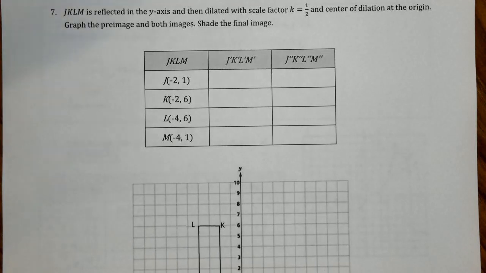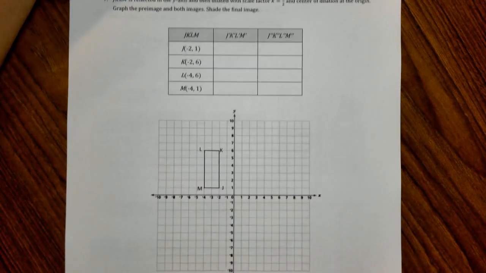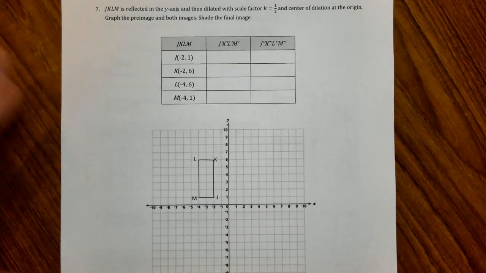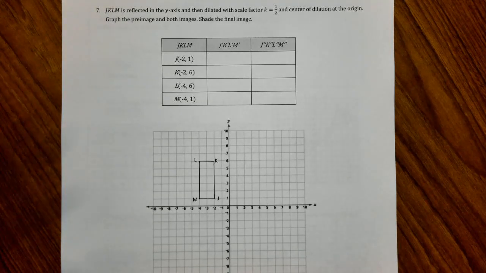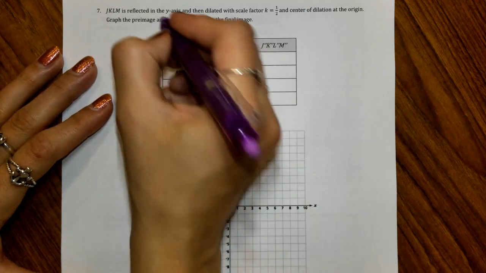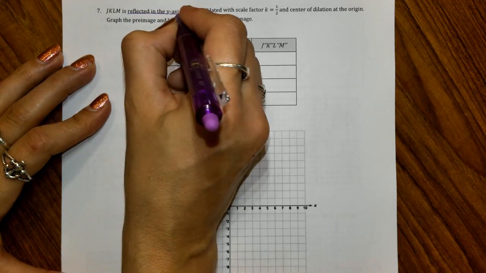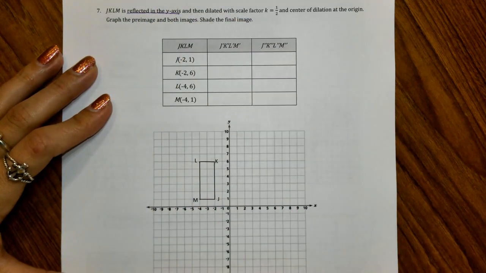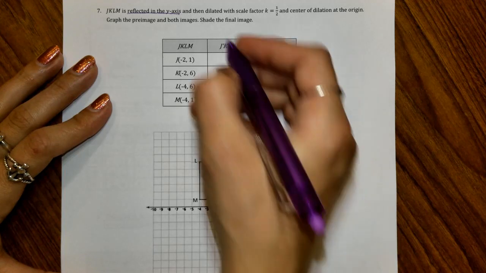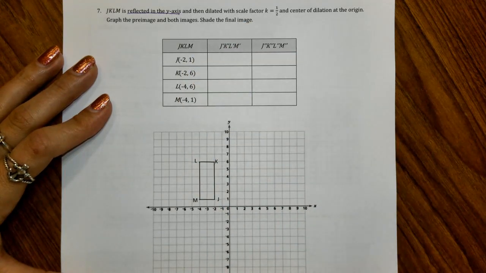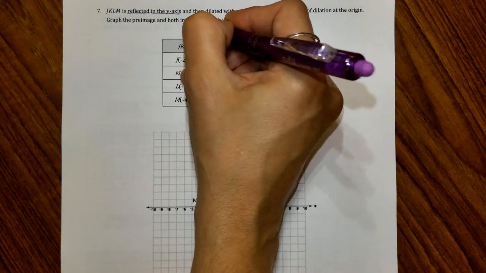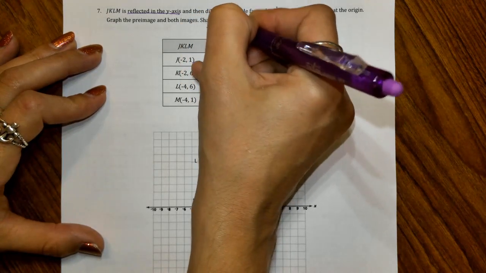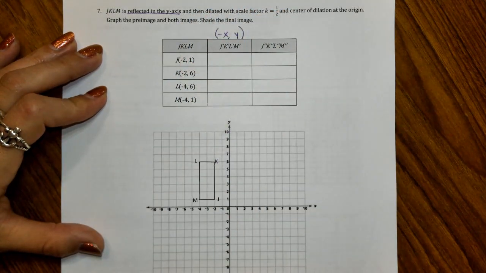Our original pre-image is already on there for us. So we are going to first reflect across the y-axis. So first things first, take a look at that. Reflect across y-axis. Okay, so this step 1 right here, our first one, we need to apply our y-axis coordinate notation. And we know with our y-axis reflection, the opposite coordinate changes to the opposite sign.